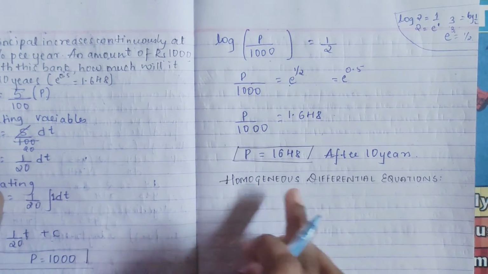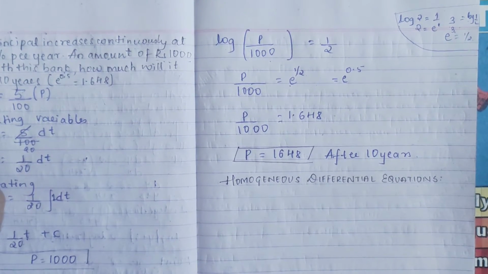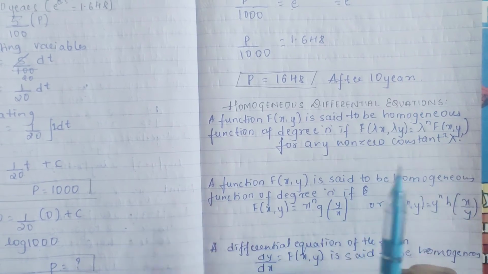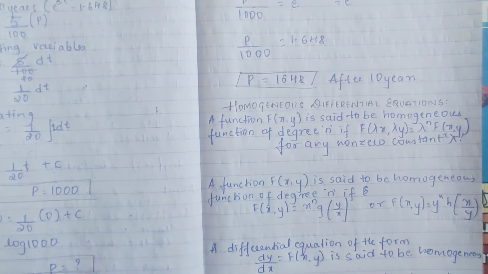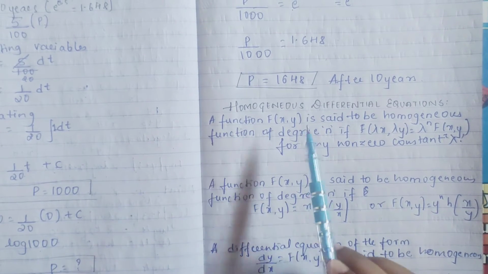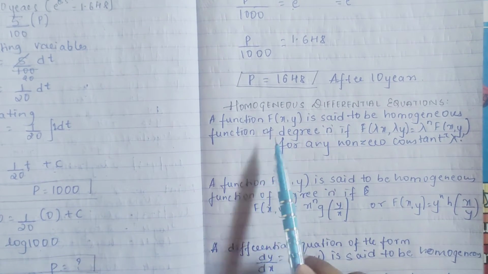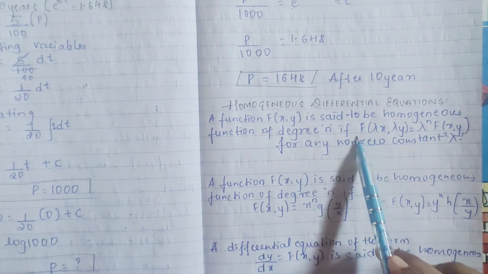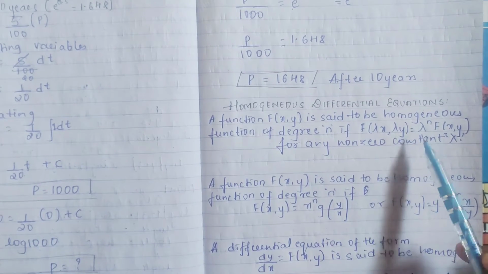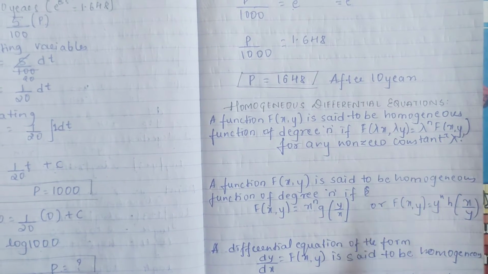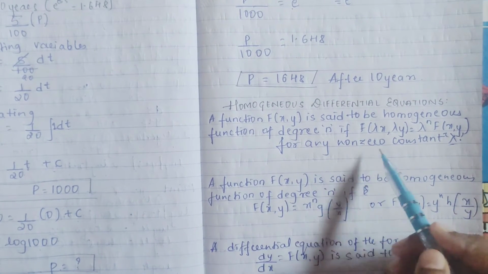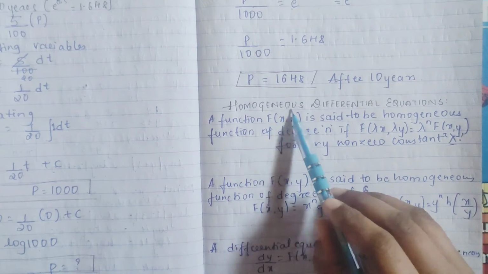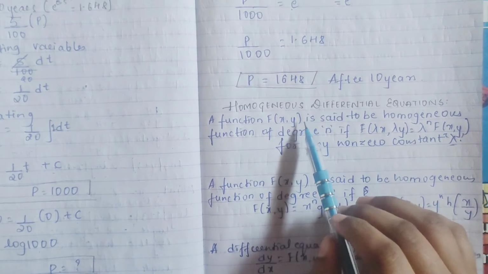Next we will do homogeneous differential equations. Before heading to the differential equation, we will see what a homogeneous function is. A function f of x, y is said to be a homogeneous function of degree n if f of lambda x comma lambda y is equal to lambda raised to n times f of x comma y, for any non-zero constant lambda, which means lambda should be non-zero.